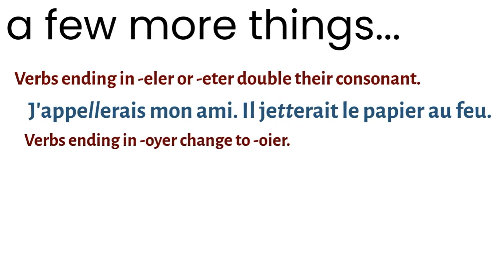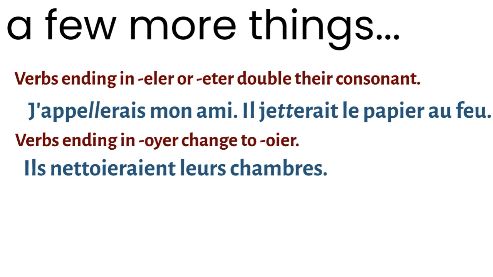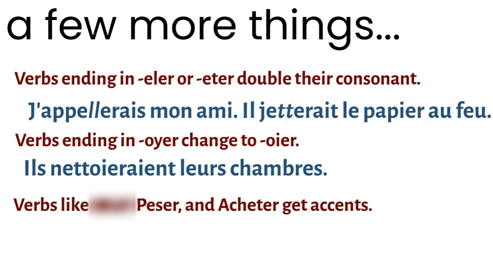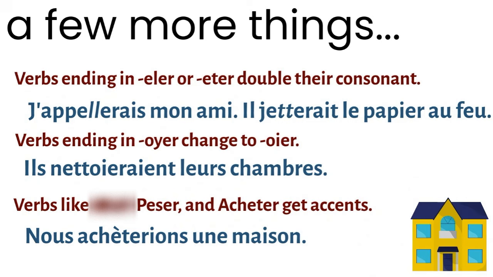Verbs that end in -oyer change spelling in the conditional to -oier. The y separates syllables, and the i keeps them together. Oyer becomes oier. Ils nettoieraient leur chambre. They would clean their rooms. Finally, verbs like jeter, poser, and acheter get an accent grave when conjugated. Nous achèterions une maison. We would buy a house. I admit this is a weird concept. I'm linking more in-depth explanations in the description.